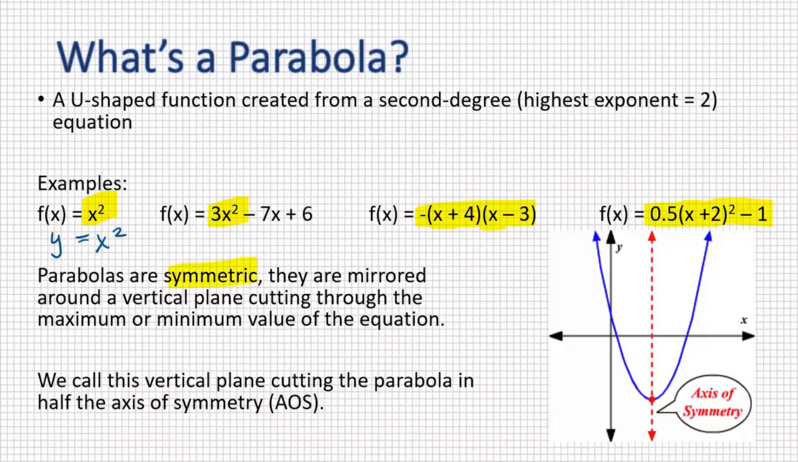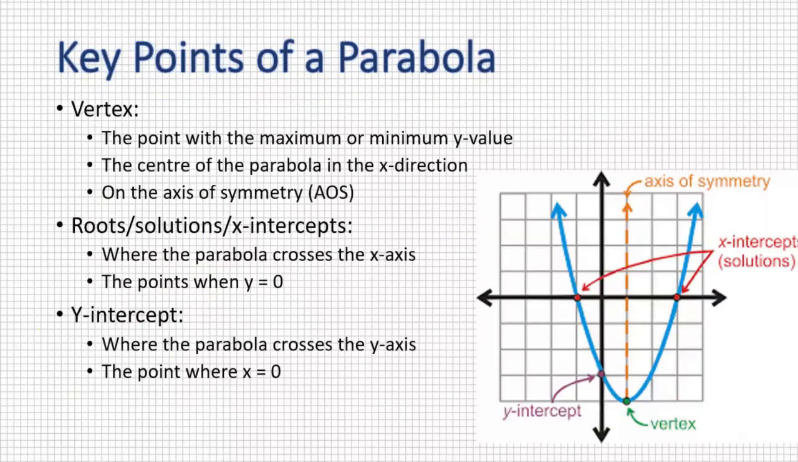Parabolas are symmetric, so they're mirrored around a vertical plane. This vertical plane cuts through the maximum or minimum value of the equation. This vertical plane is called the axis of symmetry. The 3 key points of a parabola are the vertex, the x-intercepts, also called the roots or the solutions, and the y-intercept. The vertex is the point that is the maximum or the minimum value.